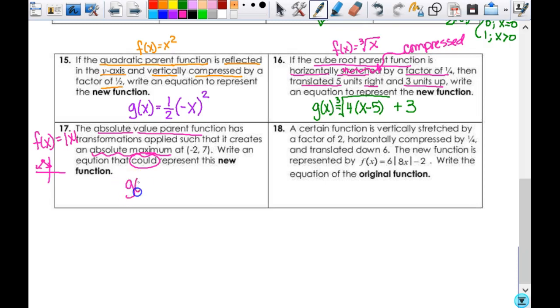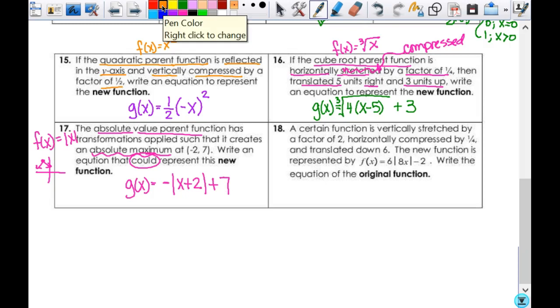So I'd have g of x is equal to, if I'm going to reflect in the x-axis, then the negative is on the outside, absolute value, and I've got to move it to the left. So if I translate to the left 2, that means I'd have x plus 2, and then up 7, we plus 7 on the outside.